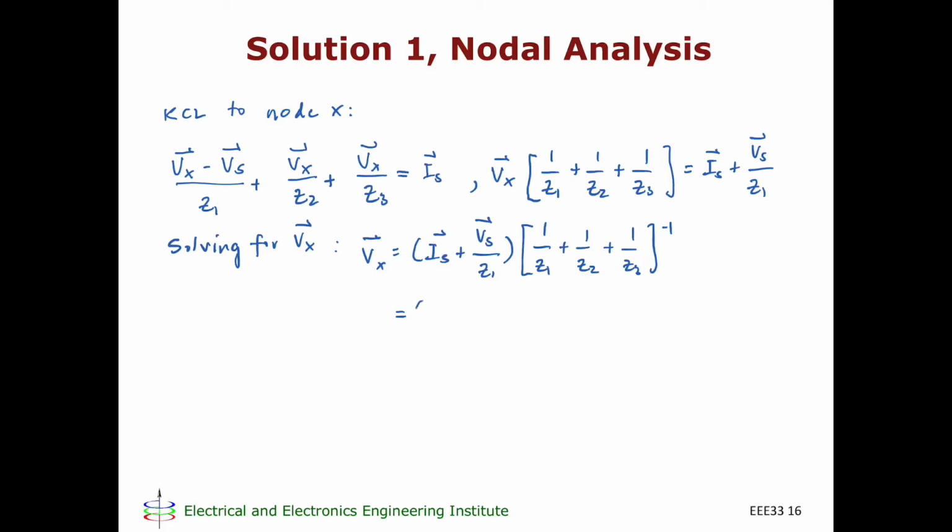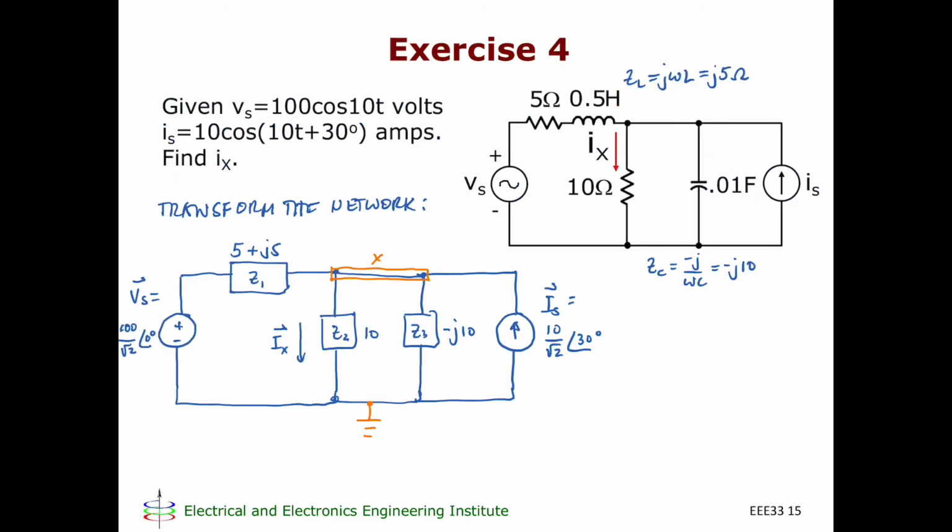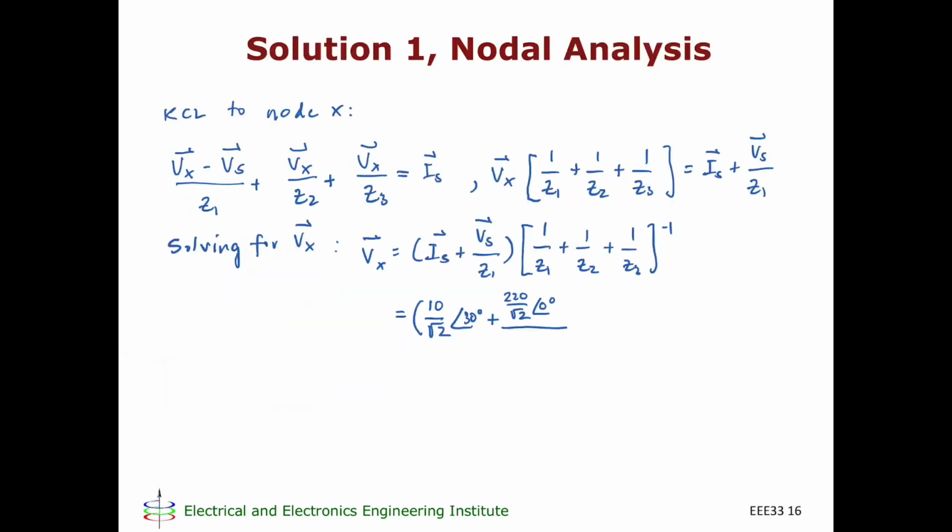I_s is 10 over the square root of 2 at an angle 30 degrees. V_s is 220 over the square root of 2 at an angle 0 degrees. Z1 is 5 plus j5. And then I have 1 over Z1 plus 1 over Z2 plus 1 over Z3 raised to the minus 1.